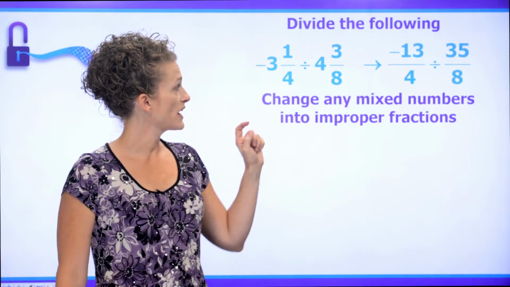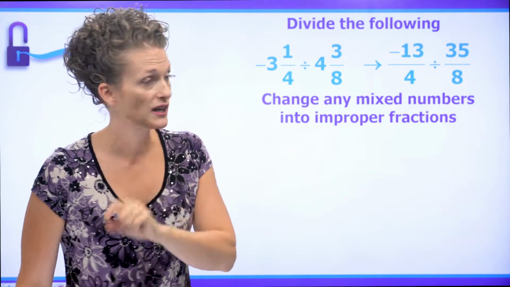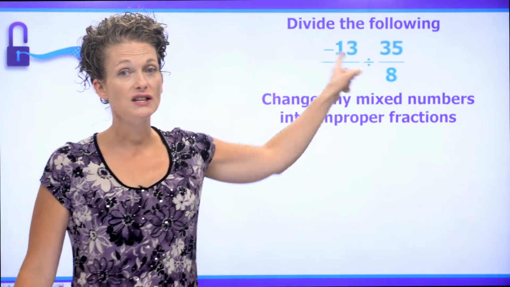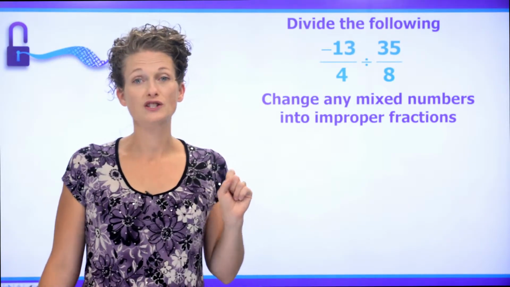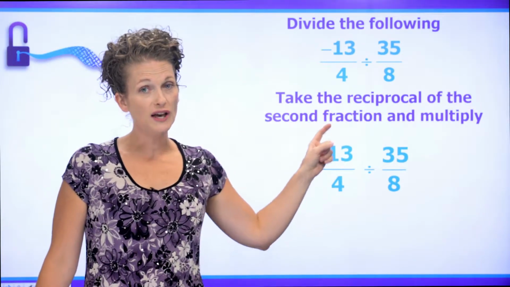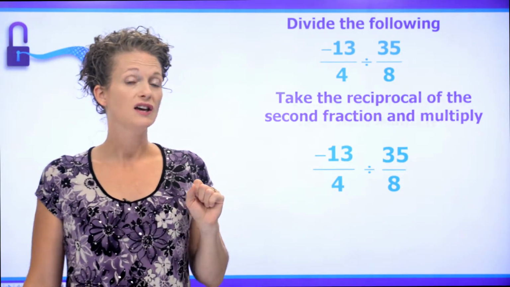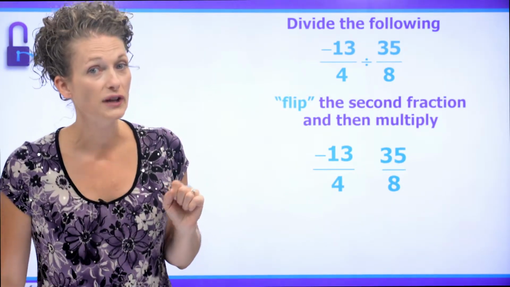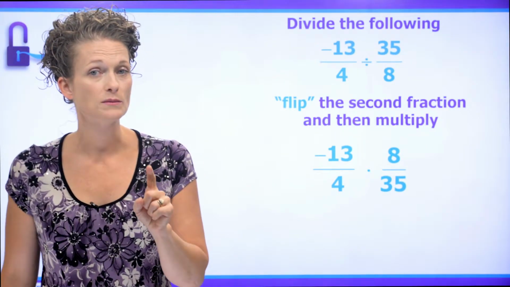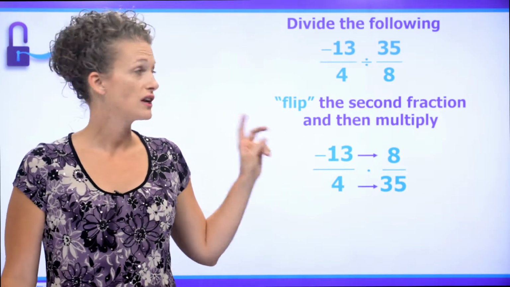So when we do that, we notice we get a negative 13/4. You have to keep your negative, can't get rid of it, divided by 35/8. Now these are the two improper fractions that we want to go ahead and divide. So what we're going to do is take the reciprocal of the second fraction and then multiply. So remember, reciprocal means to flip, so we're going to flip the second fraction and our division becomes multiplication. Now we multiply straight across.